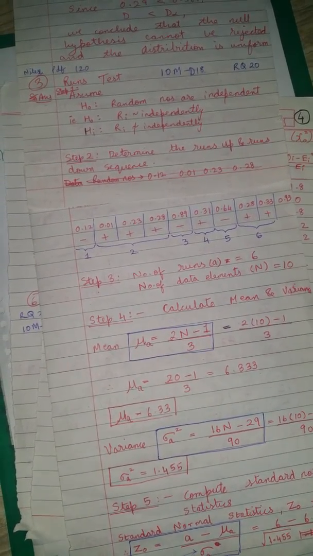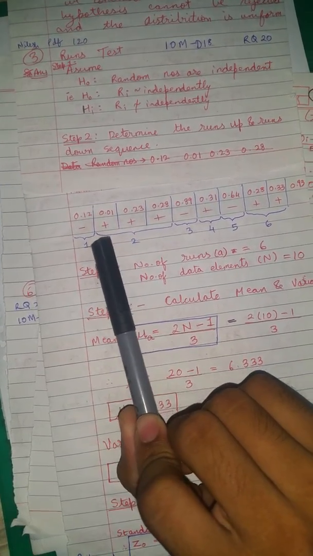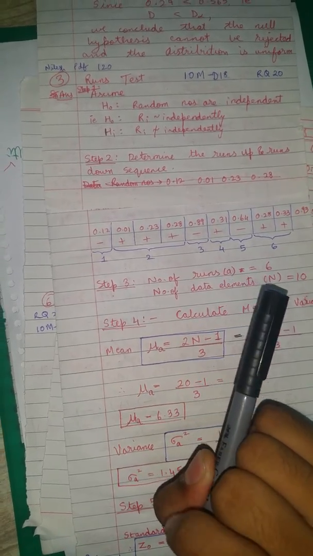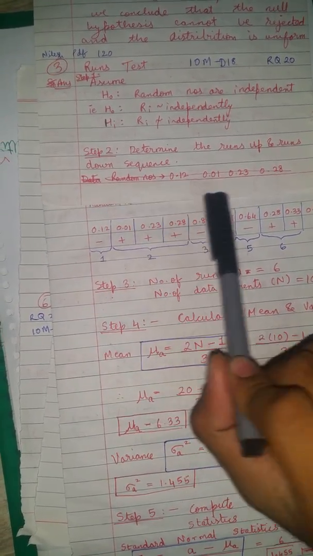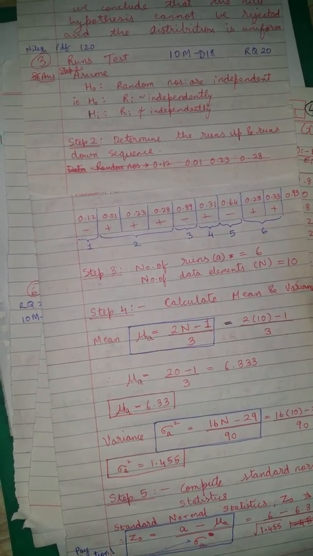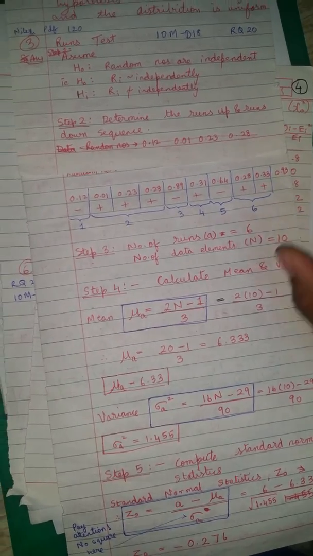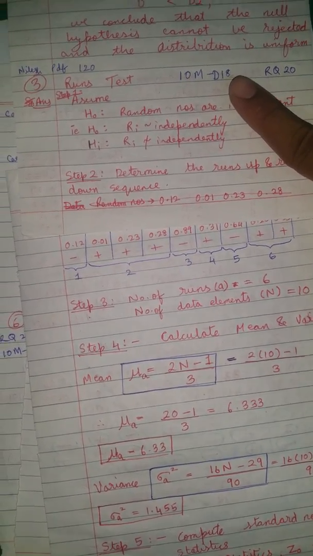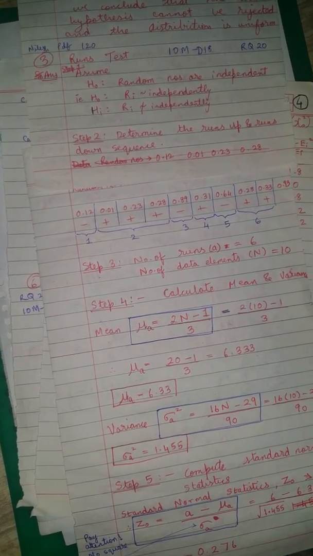Okay, so many people have been asking me, how do we get these values, the plus minus sequence in the runs test? There are actually two types of runs test. The one is the runs up and runs down test, and the other one is the runs above and below mean test. For the first question of December 18, 10 marks, we use the runs up and runs down test.